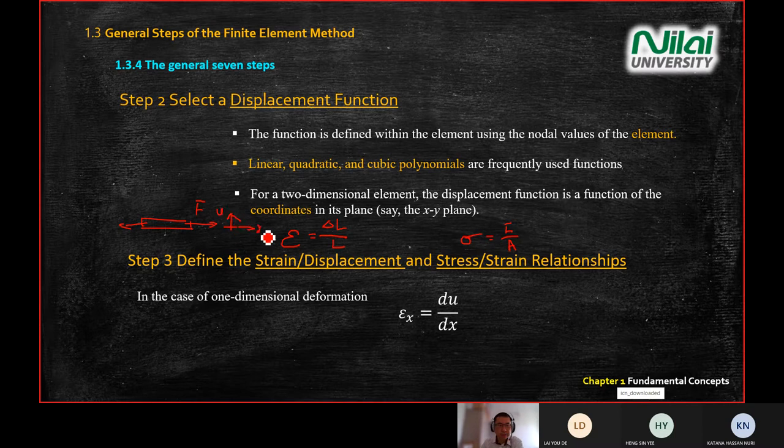Just now, x, y, and z, right? So all the movement along the x-axis, we name it as u. All the movement in y, we name it as v. All the movement in z, we name it as w. So if our deformation only happens in the x-axis, then we write strain equal to du over dx. This is a differential equation.